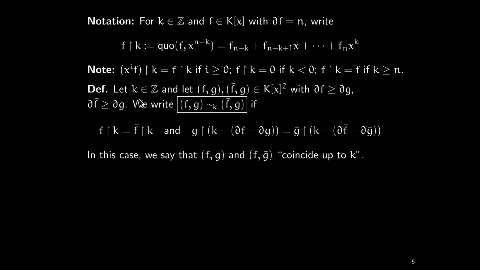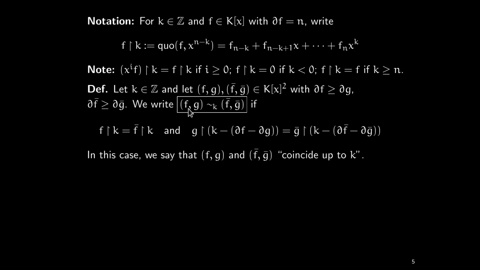So I want to say first in this definition that this pair of polynomials and this pair of polynomials are equal in the top coefficients. So I take these two polynomials. They may not have the same degrees. I'm assuming the degree of f is at least as much as the degree of g, okay, and the same here.